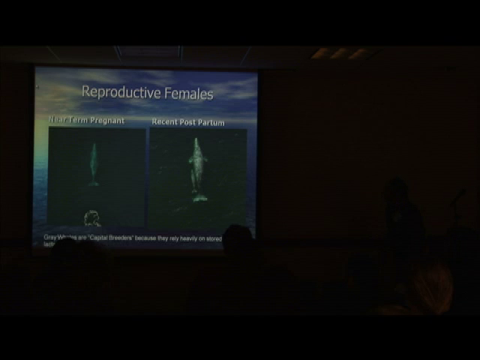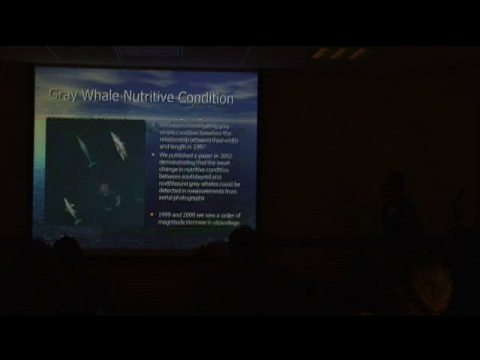Oh, there we go. Okay, so I mentioned before, gray whales are capital breeders. They're a group of animals that invest in capital by feeding up in the Arctic, then they swim down south here. So you can estimate condition of the population by looking at the relationship between length and width of animals.